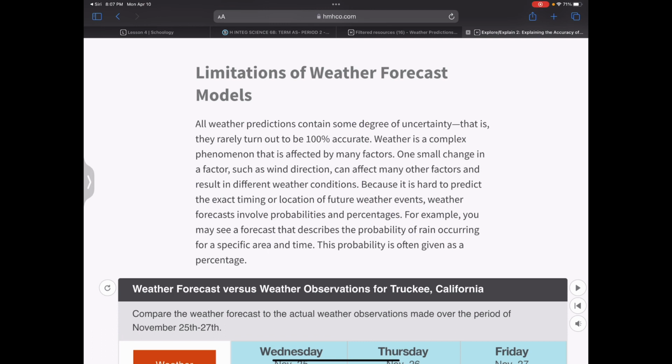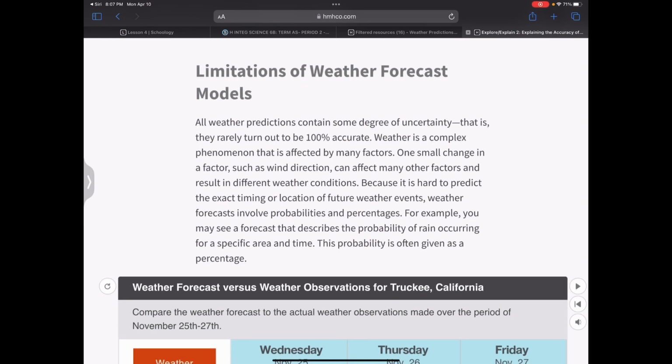models. The next section is about limitations of weather forecast models. All weather predictions contain some degree of uncertainty. That is, they rarely turn out to be 100% accurate. Weather is a complex phenomenon that is affected by many factors. One small change in a factor, such as wind direction, can affect many other factors and result in different weather conditions.